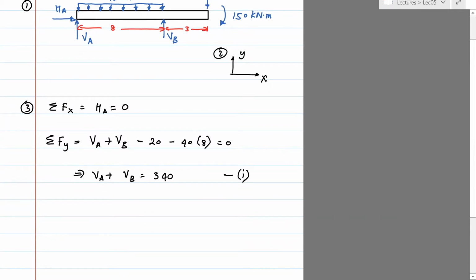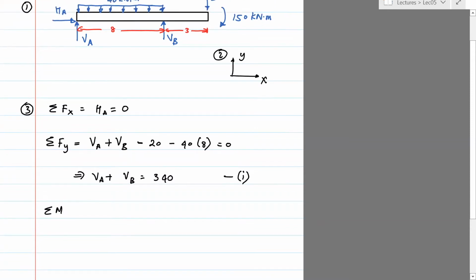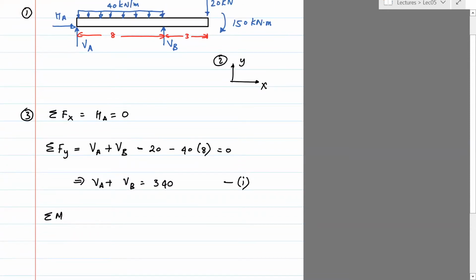Okay, I need another equation to solve for VA and VB. That would be the moment equation. I can take moments about any point I choose to. Let's just take it about A. So the moment about A equals 0. So let's write that. Let's take the easier ones first. VB is easy, right? So VB acts at a distance of 8 meters from A. So VB times 8. Now the direction of that is going to be counterclockwise, so I put a positive sign.